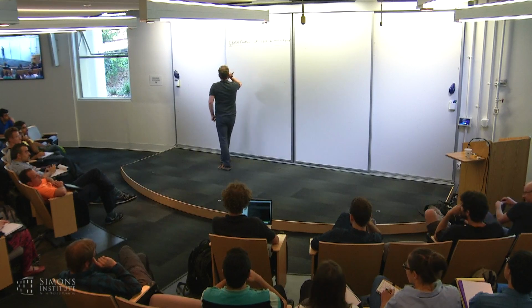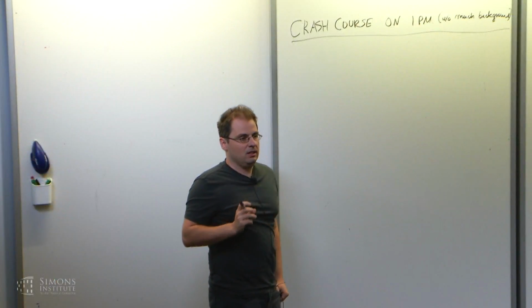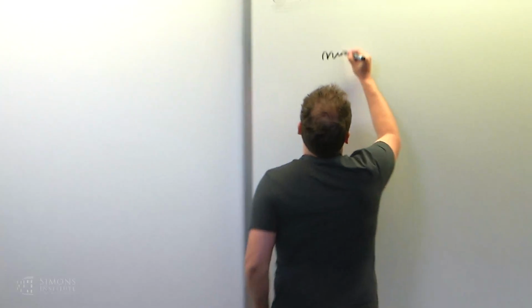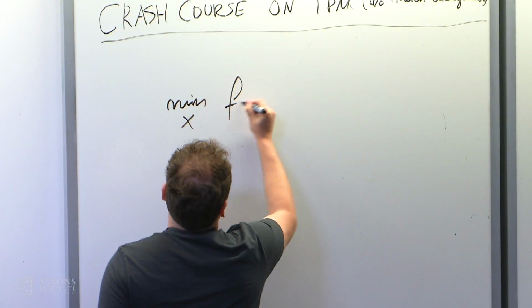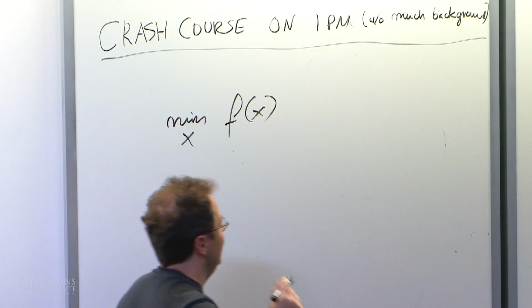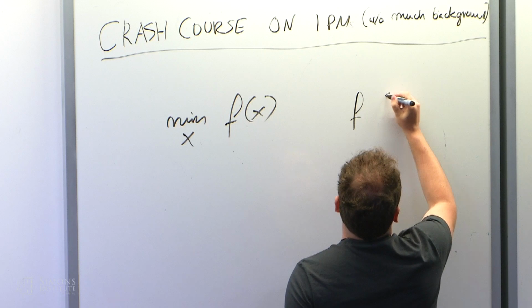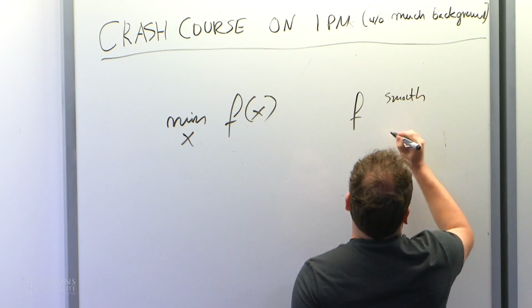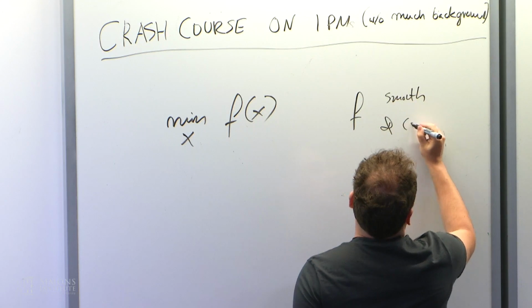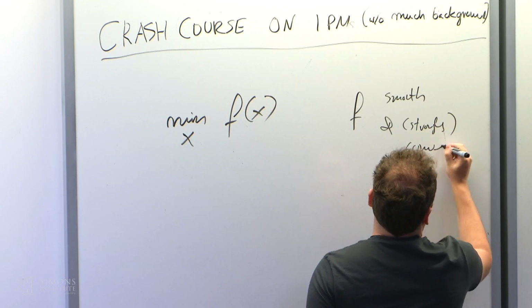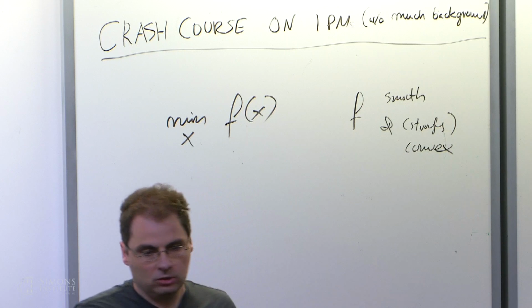Let's start at the very beginning. Continuous optimization is essentially the study of one simple problem, namely unconstrained minimization. So imagine we have some function f, and let's assume that f is, first of all, smooth. And also, let's say it's strongly convex, and I will explain what strongly means here. And I hope we all know what convex means.